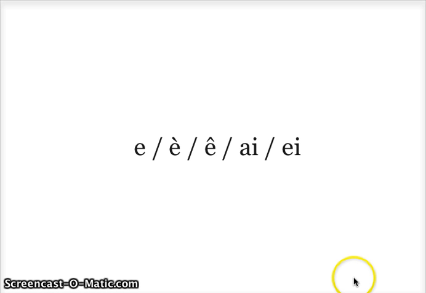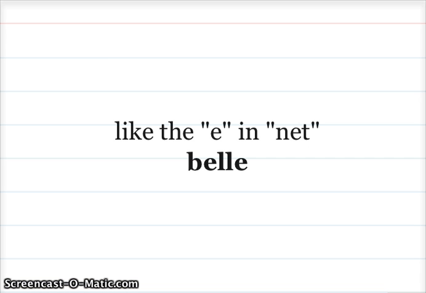All right, look how many different combinations and spellings this sound has. E by itself, E with an accent grave, E with an accent circonflexe, AI, EI. All of these letters and letter combinations represent the E sound as in net. All right, it's a short E sound, in other words. And the French word that represents this would be belle. Belle. All right, you hear that short E sound? Again, a very common sound that we also have in English. All right, moving on.